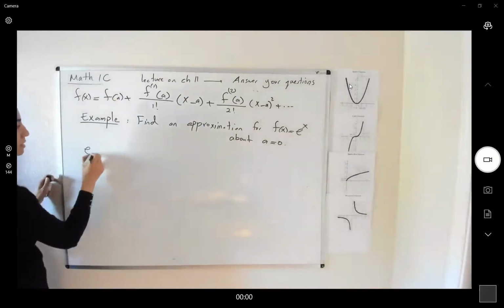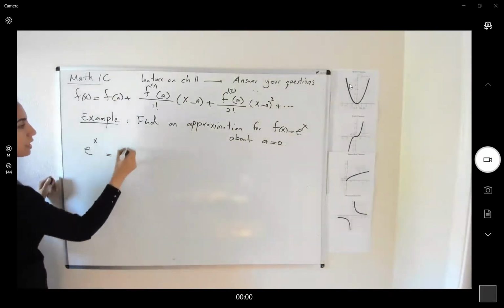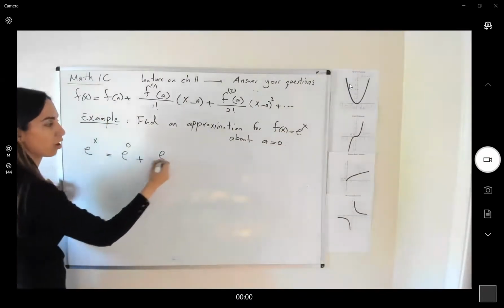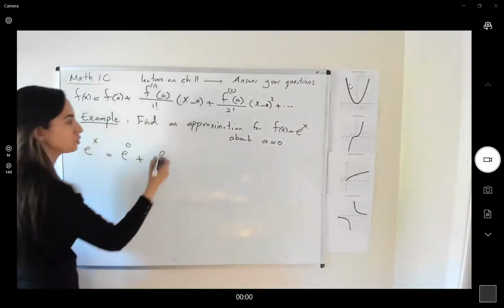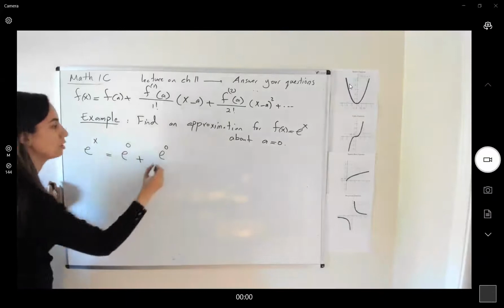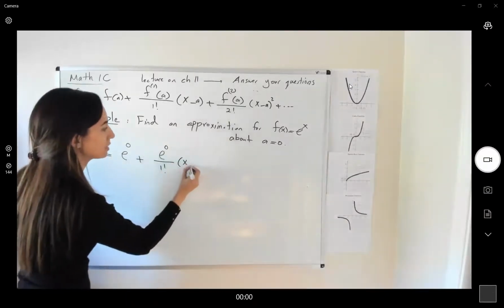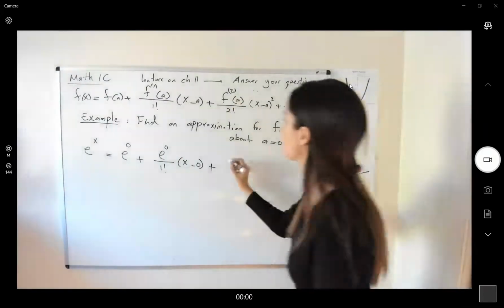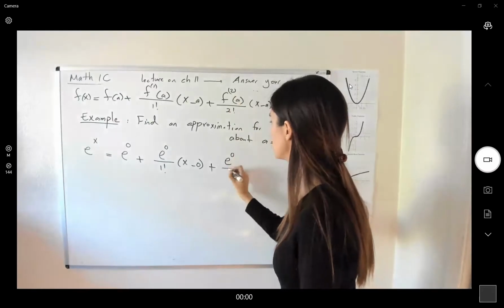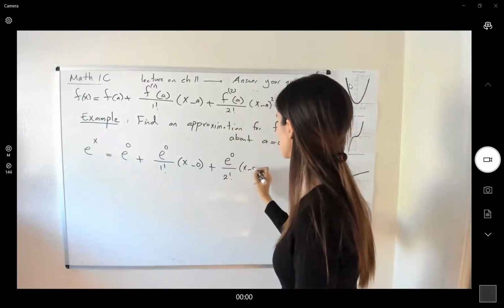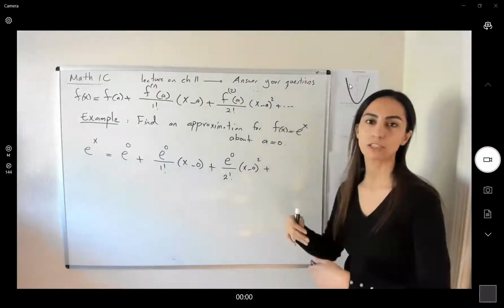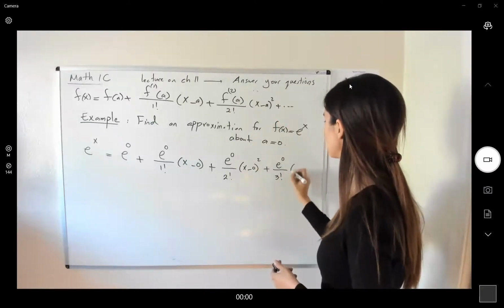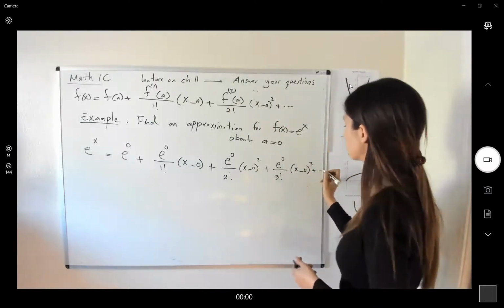So e to the x can be written as e raised to 0, I'm just following the formula, plus the first derivative of function e to the x, which is e to the x, so e raised to 0 divided by 1 factorial times x minus 0, plus the second derivative of e to the x, which is also e to the x, so you get e to 0 divided by 2 factorial times x minus 0 to the second. You can continue this process. The third derivative of e to the x is e to the x, e to 0 divided by 3 factorial times x minus 0 to the third, plus the rest of the things.